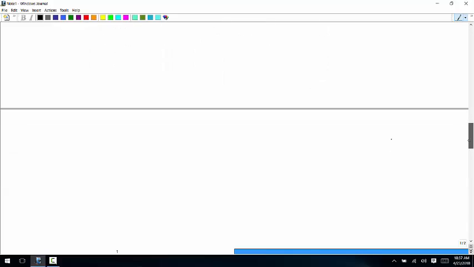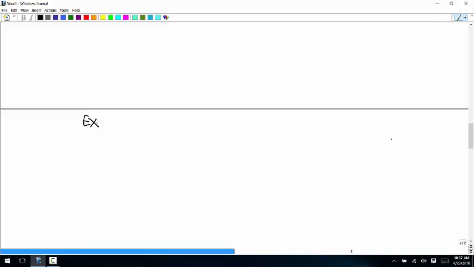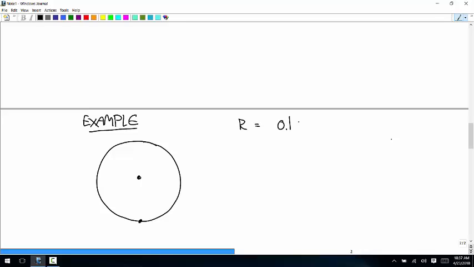So let's do one now where the motion of the system is a rotation. We're going to use a linear spring, but the oscillation is going to be a rotation. Let's start. All right, so let's say that we have a disk that rotates around its center. The radius of the disk is 0.1 meters. The mass is 0.5 kilograms.